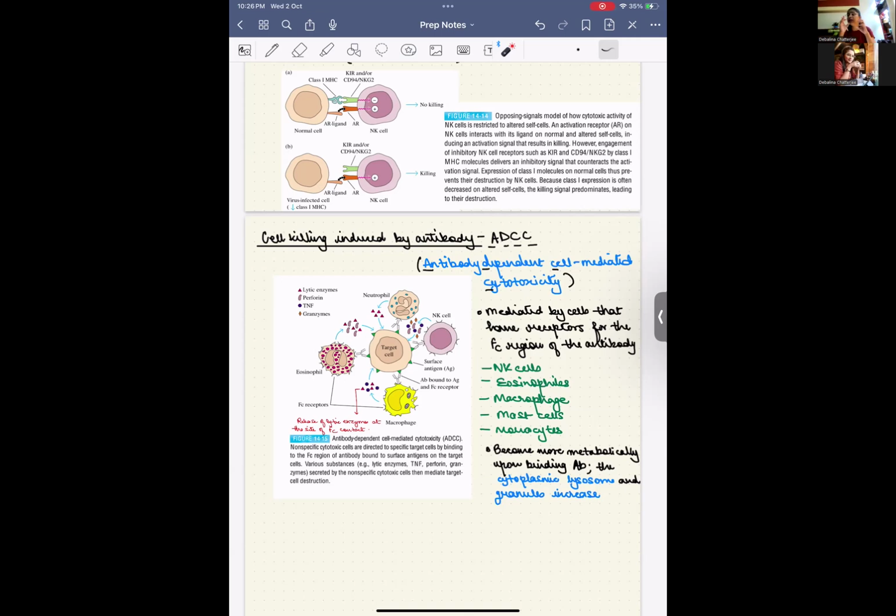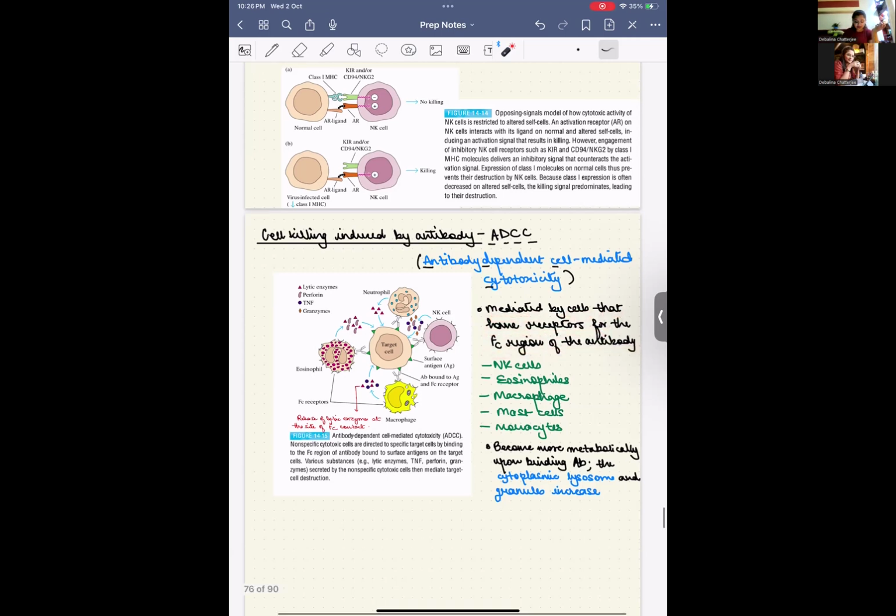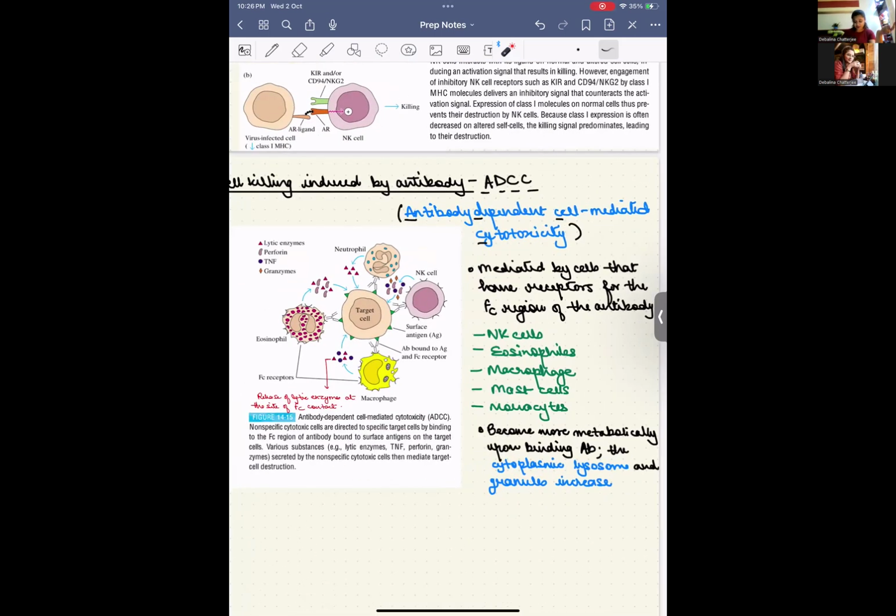So in one way, the innate immune system is somewhat specifically recognizing a pathogen. However, the specificity component is being achieved by participation of an antibody molecule, right? So this is antibody mediated, by cells that have receptors for the Fc region of antibody. Which cells can actually have Fc receptors? It could be the NK cells that we just discussed, the eosinophils that come from the myeloid progenitor cells, the macrophages, mast cells, or the monocytes. So these are all cells from the myeloid progenitors, right?